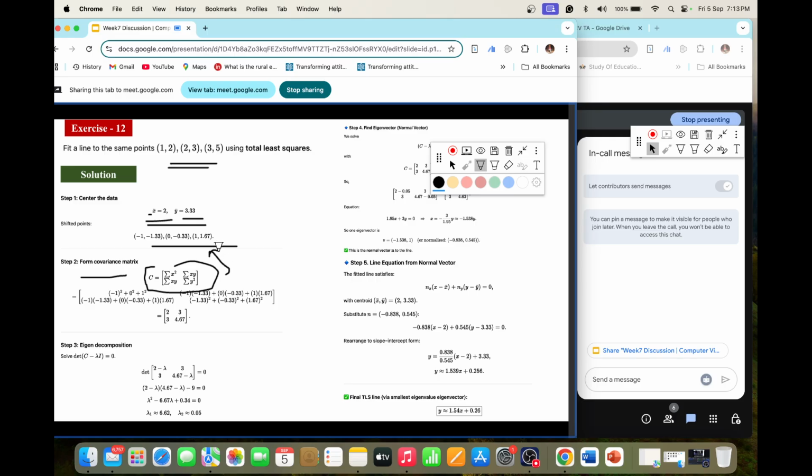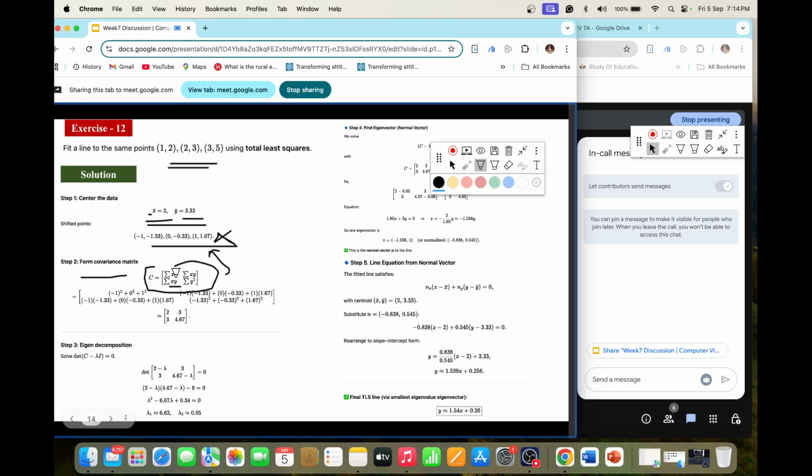If you have not centered the data, then you have to write (x minus x bar) square, (x minus x bar)(y minus y bar), and similarly (y minus y bar) square. If you are centering the data, you can easily write it like this. As I have already centered, I have directly written it like this. If you do not have this step, then you have to write (x minus x bar) square, (x minus x bar)(y minus y bar), like that. As I have already centered, it is easy.